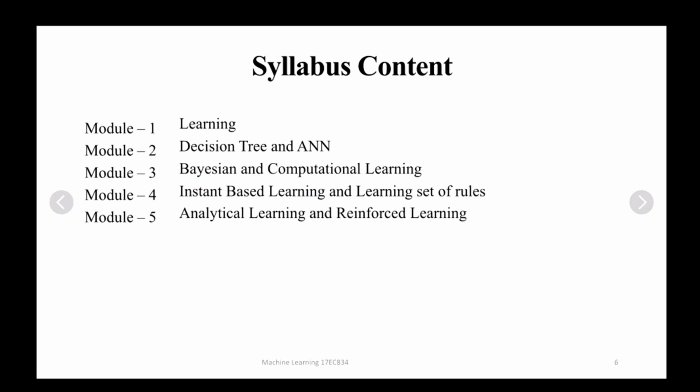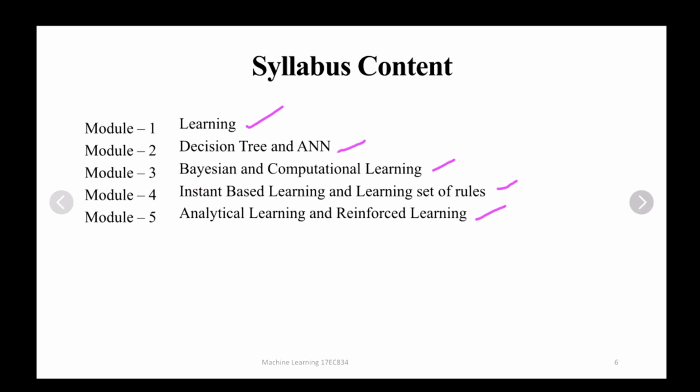Coming to the syllabus content, the first chapter is all about introduction and learning techniques. The second one is about decision trees and ANN, artificial neural networks. The third one is Bayesian algorithm related concepts and computational learning. The fourth one is instance based learning and learning sets of rules. And the fifth one is analytical learning and reinforced learning. These are the five modules in your syllabus.